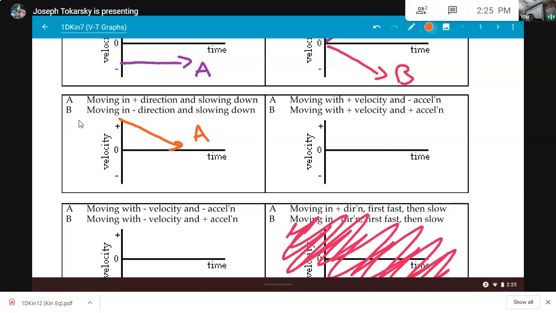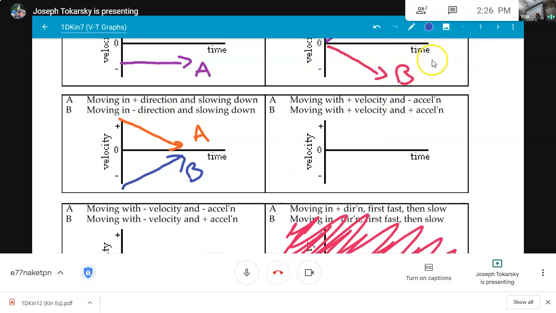And the opposite of that, still slowing down, but in the opposite direction, would be going this way and slowing down, moving in the negative direction for line B. We all good with that? All right, and the next two boxes are really just these same two again.